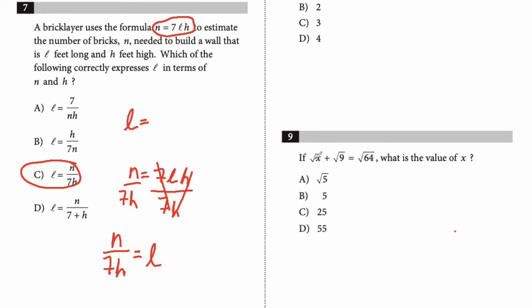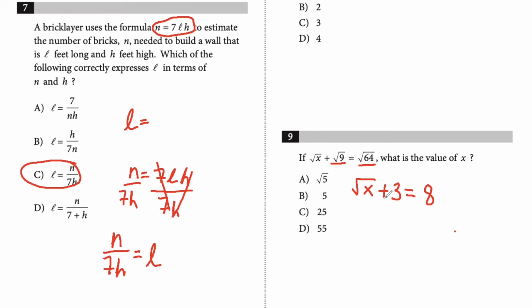Number 9. If square root of x plus square root of 9 equals square root of 64, what is the value of x? To solve number 9, we first need to evaluate the square roots that we can evaluate or simplify. So first, square root of x, we can't do anything about that yet. Square root of 9, we know that that's 3. And then equals the square root of 64, which is 8.